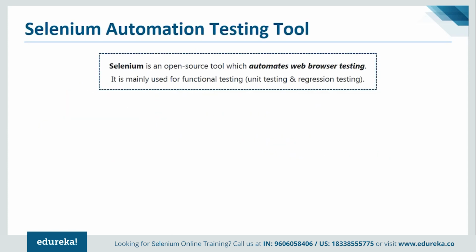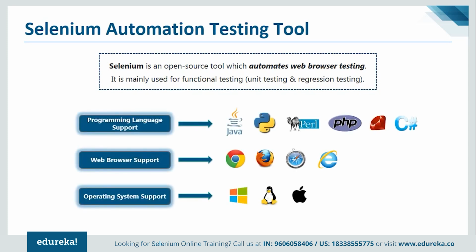And let's start. Okay, so first of all, Selenium is an open source tool which is used for automating web browser tests, right? And it's mainly used for functional testing. And the three most important reasons why Selenium is really popular in the market are these three, right?